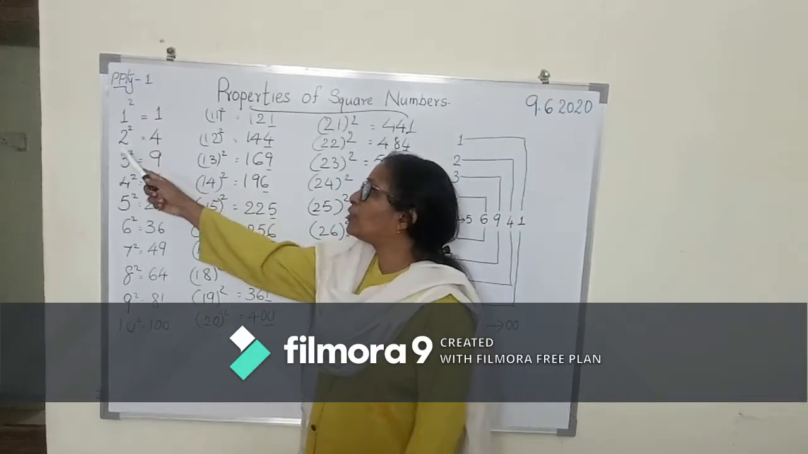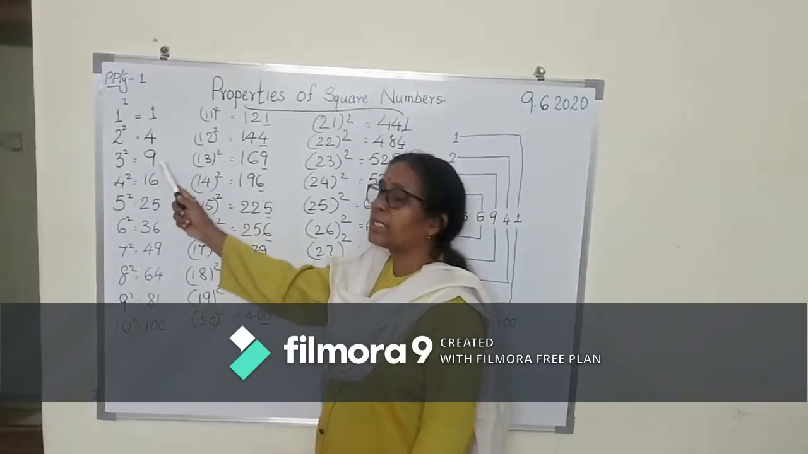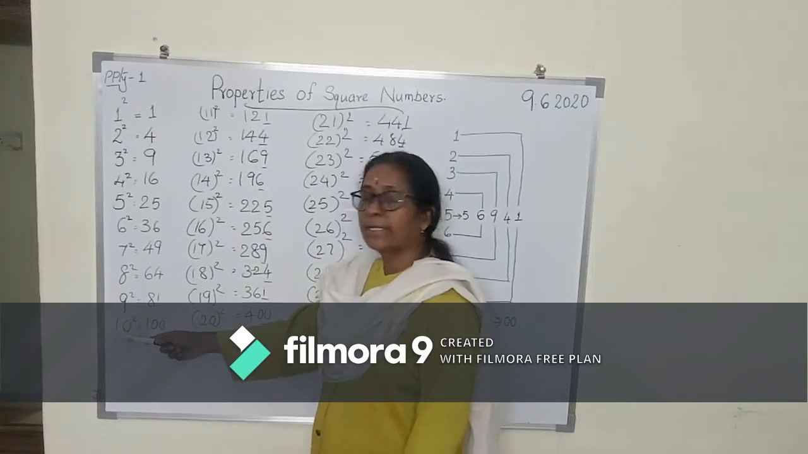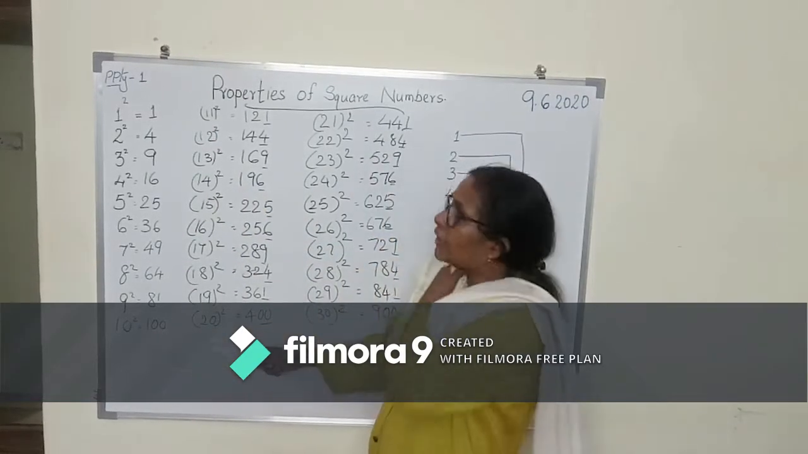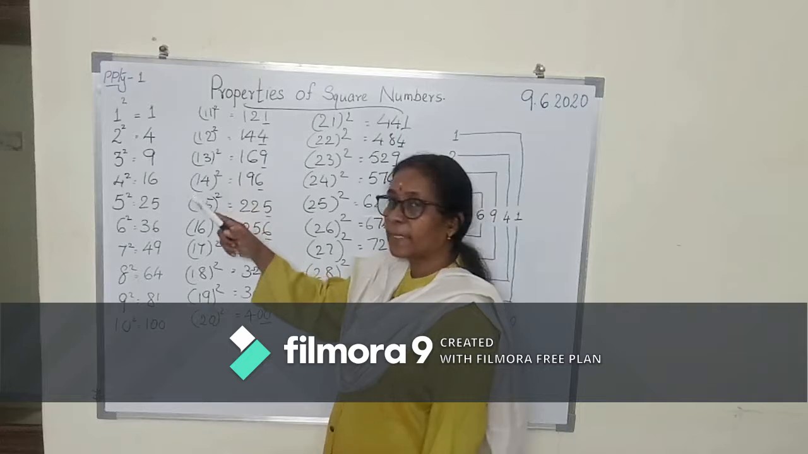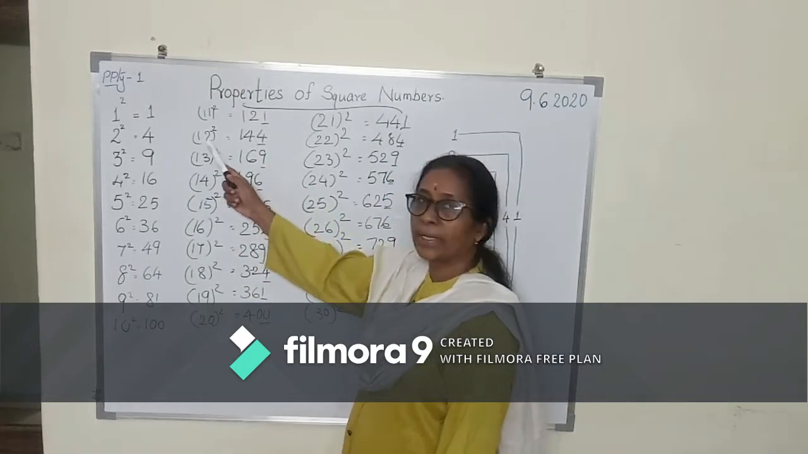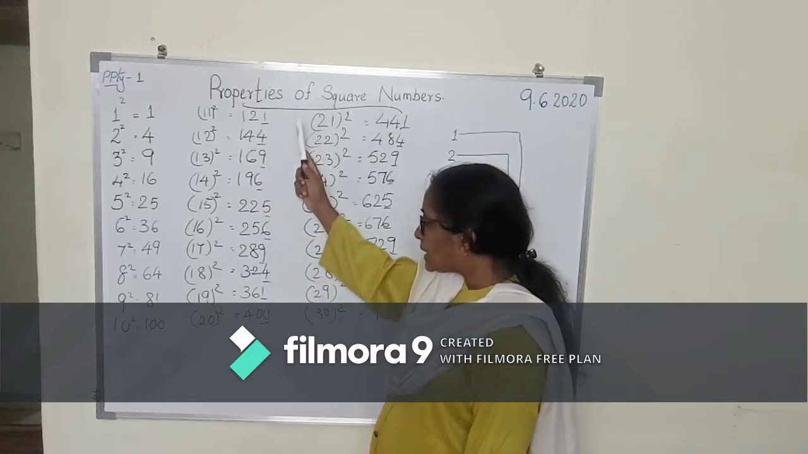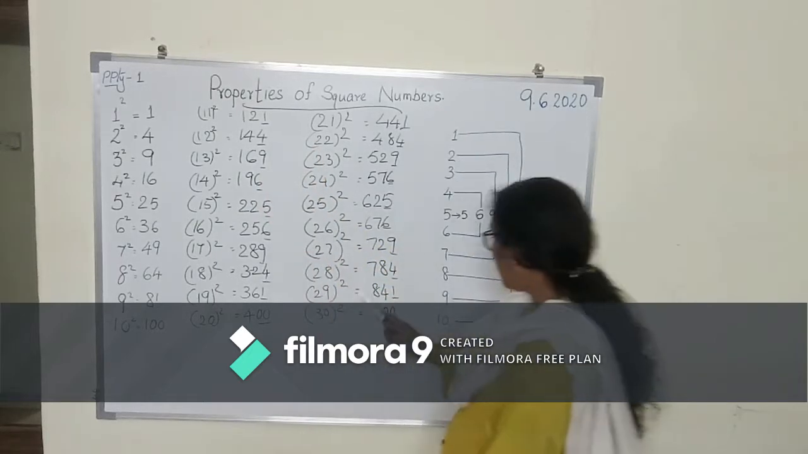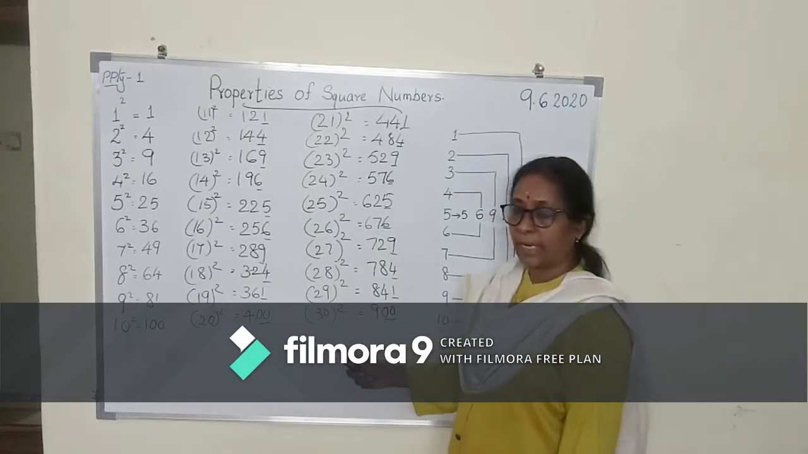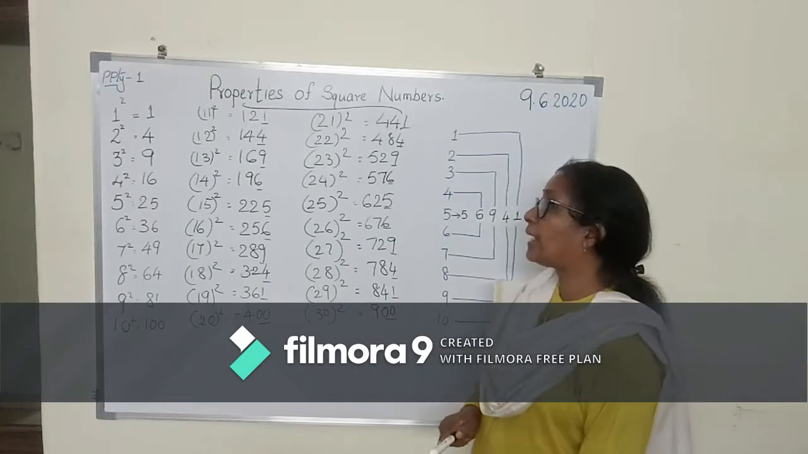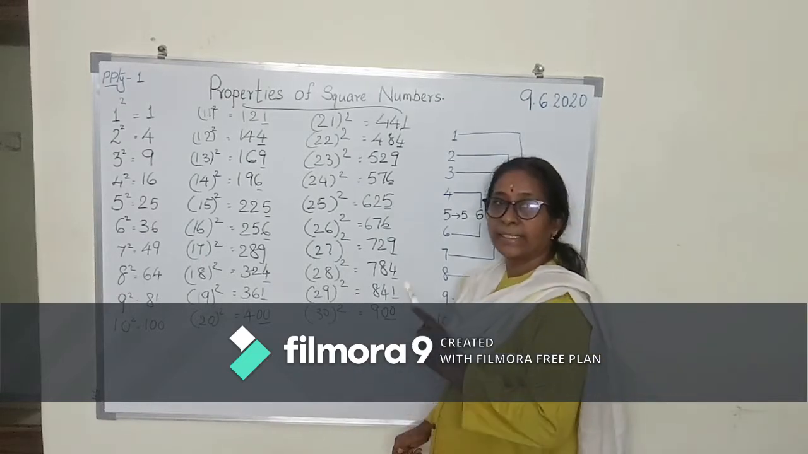1 square is 1, 2 square is 4, 3 square is 9, like that, till 10 square is 100. This we have already completed yesterday. Now see, 11 square is 121, 12 square is 144. Let us check. I have written here till 30 square. Okay. Let us check the unit place of the number and their squares.